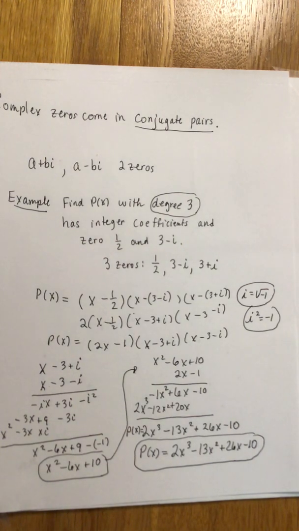So that takes us through section 3.5, complex zeros. Thank you.